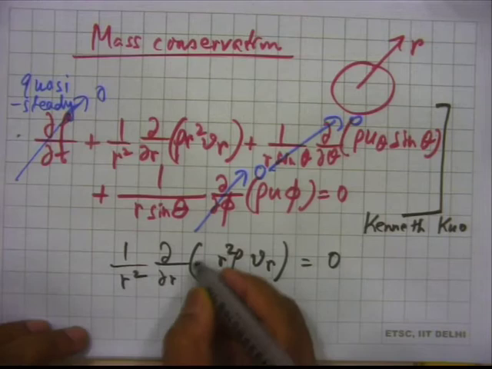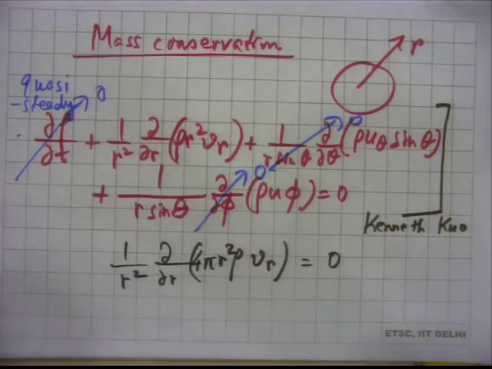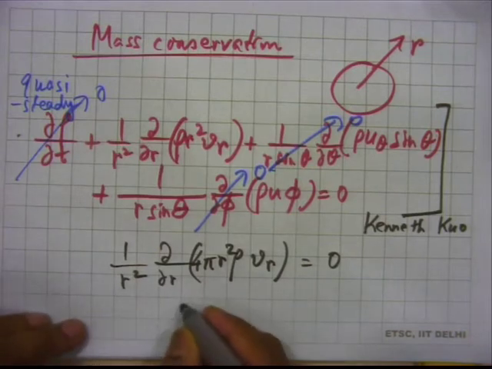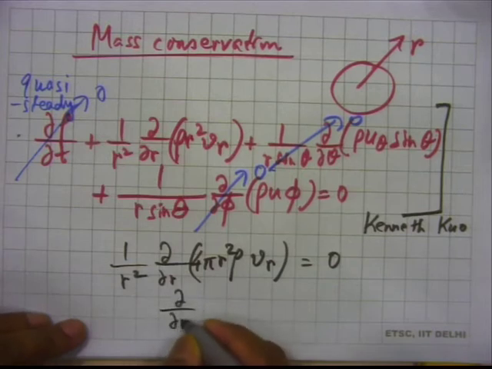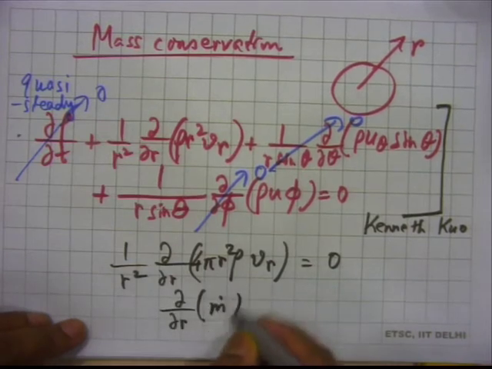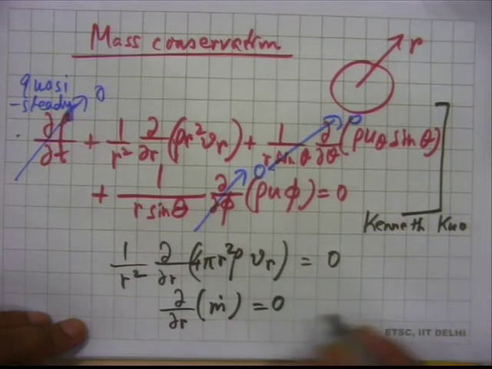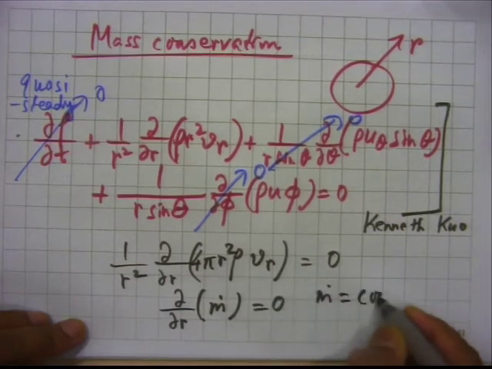We can do a slight trick by writing 4 pi here: 4 pi r squared rho v r, and that means del r of, this we call m dot, equal to 0. So, m dot is constant.